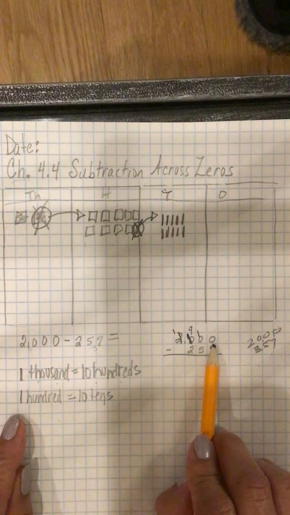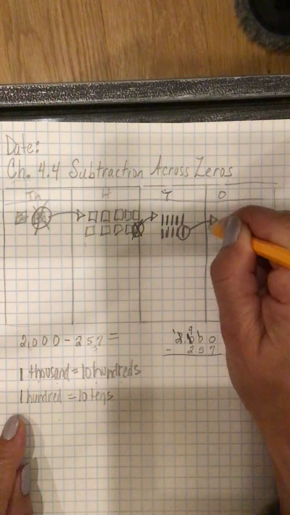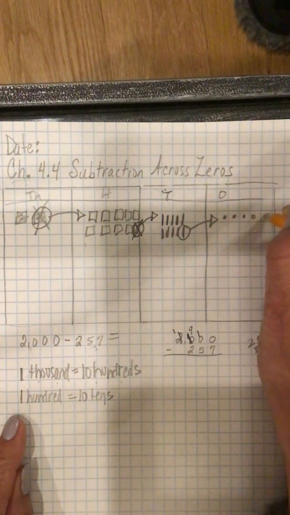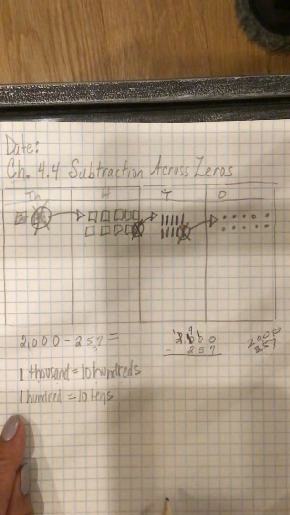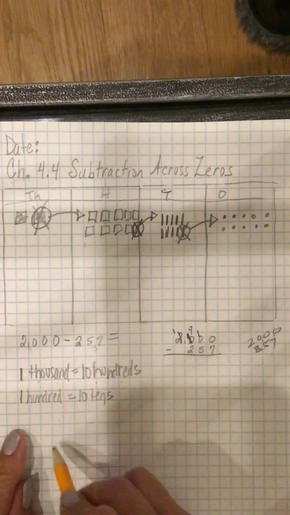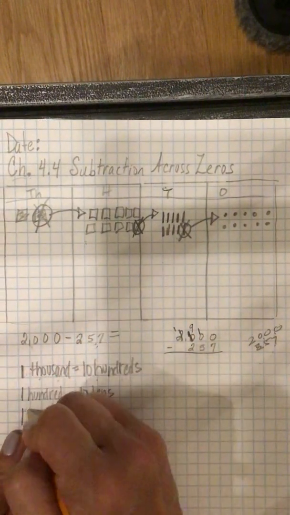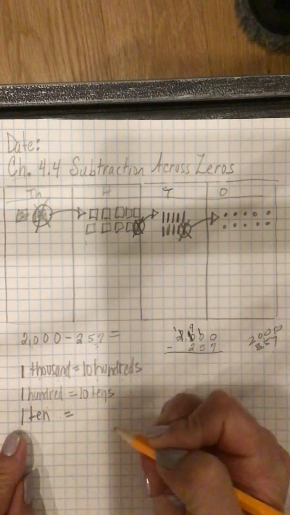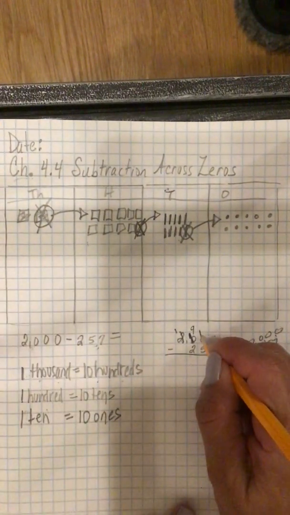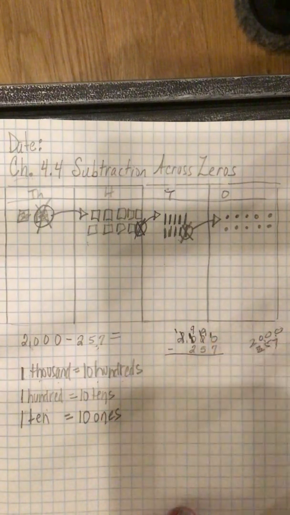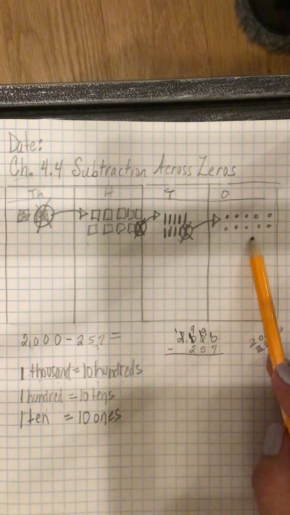Looking here, we still need some ones. So let's go ahead, regroup one of our tens to our 10 ones. Now, the math of what we just did, 10 is equal to 10 ones. So the math of that, there we go.